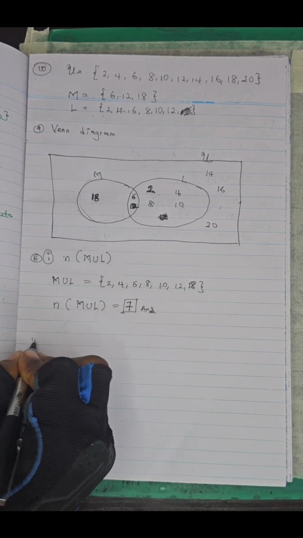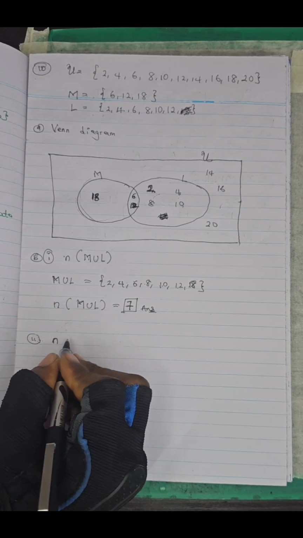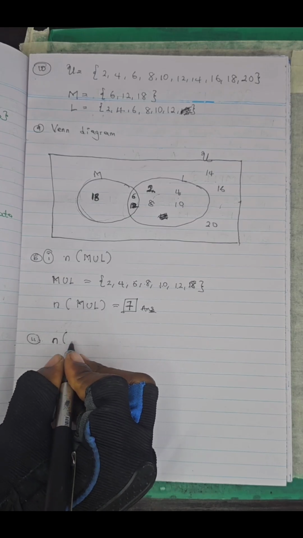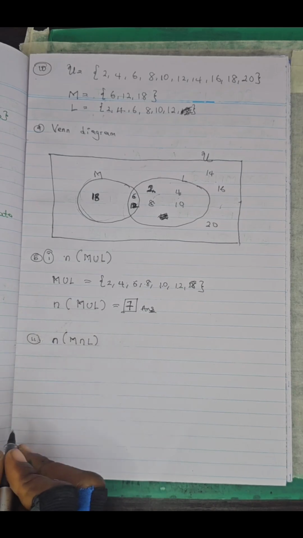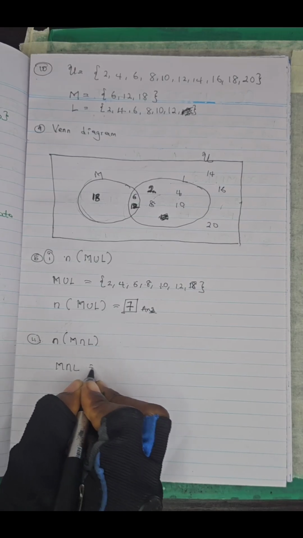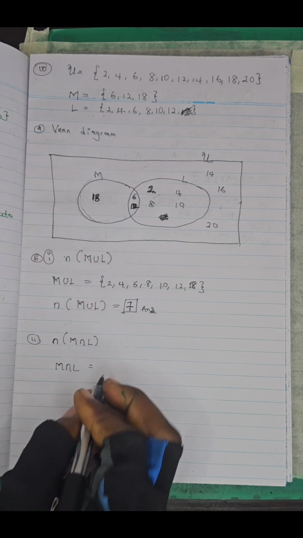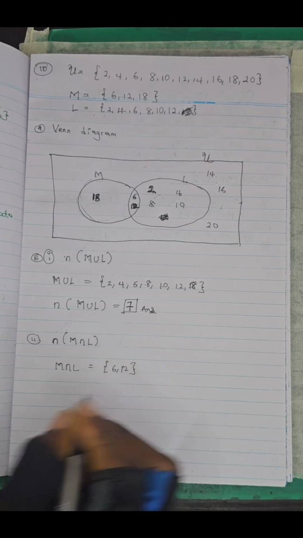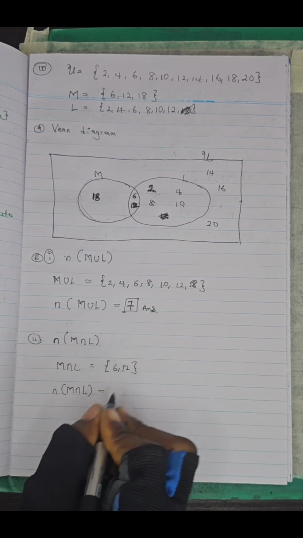For the B part, for the II part, you have been told to look for N, the number of M intersection L. First of all, M intersection L is, what does M and L have in common? They have 6 and 12 in common. You can even see it in the Venn diagram. So you just have 6 and 12. So your N, number of M intersection L, will be 1, 2, which is just 2.